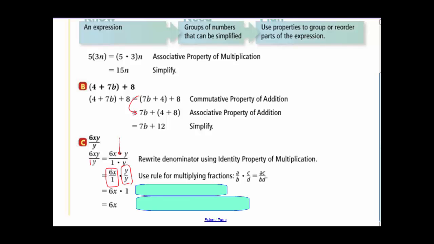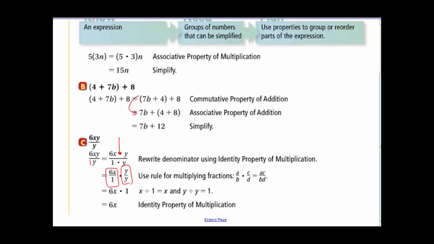Okay. Notice what's happening. What's y divided by y? 4 divided by 4 is 1, so y divided by y is also 1. So now 6x divided by 1 is really equal to 6x. y divided by y is equal to 1. And then 6x times 1, that's the multiplication property, or the identity property of multiplication.